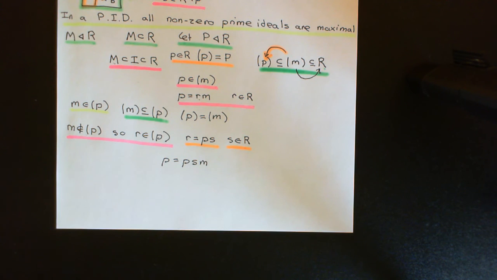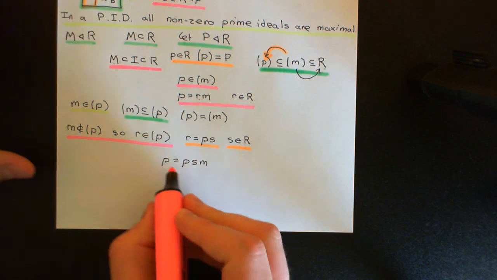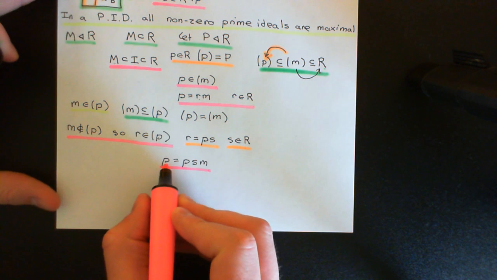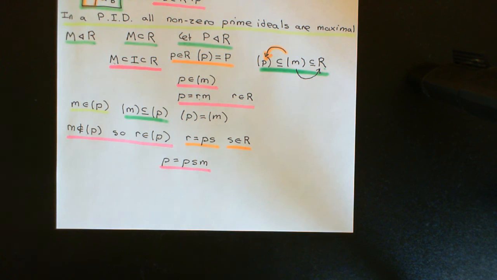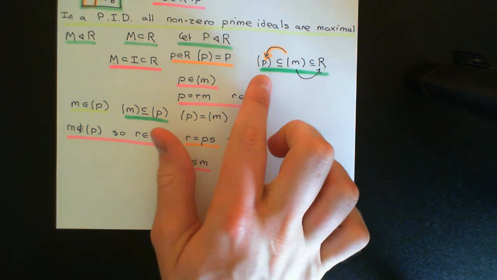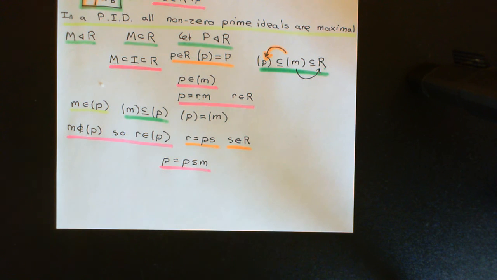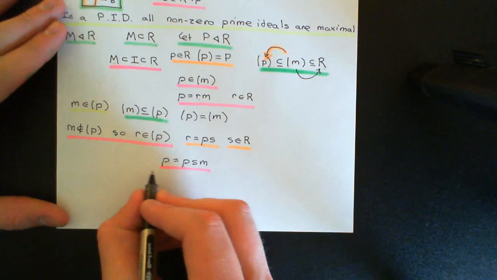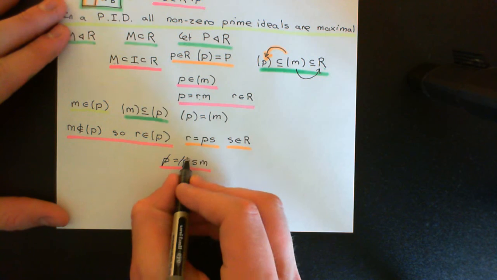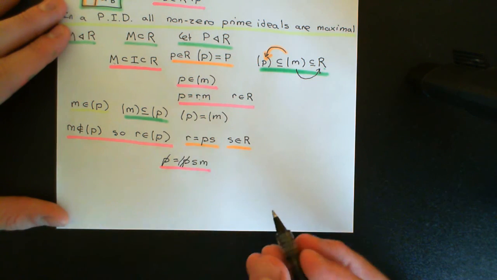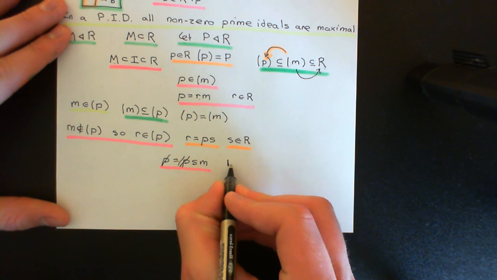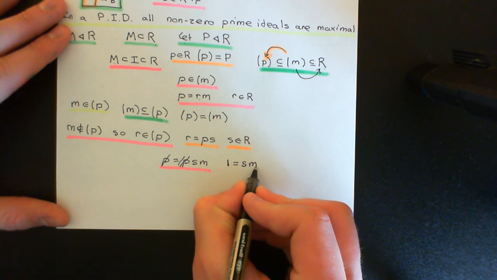Now we use the cancellation law that holds in integral domains. In integral domains, you can cancel that P, provided that you know that P is not equal to 0. And of course we know that P is not equal to 0 because we assumed that our prime ideal was not the 0 ideal. If P here was equal to 0, then our prime ideal would have been the 0 ideal. So because P is not equal to 0, we can cancel it off both sides, and that's because we're working in an integral domain, which of course the principal ideal domain is, and therefore what we end up with is that 1 is equal to S times M.